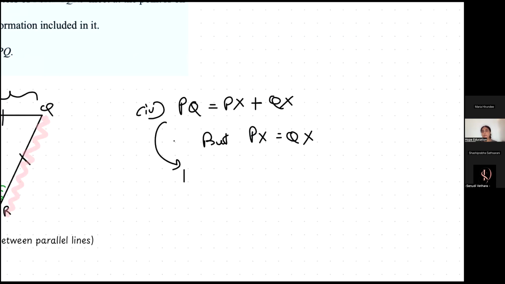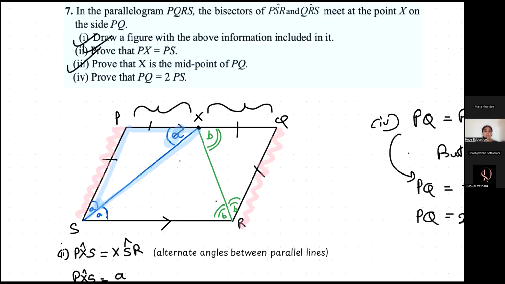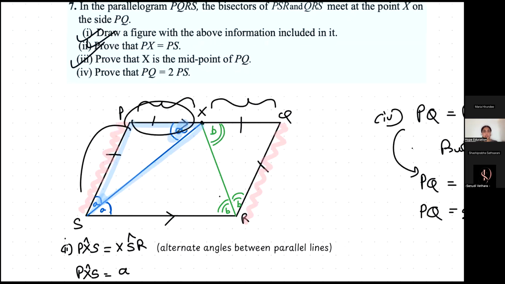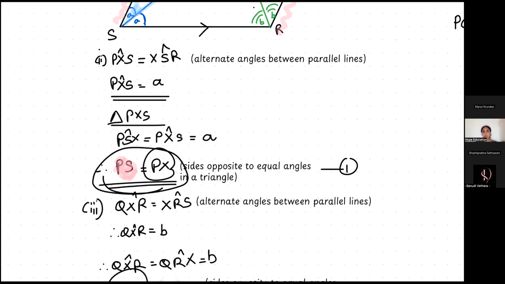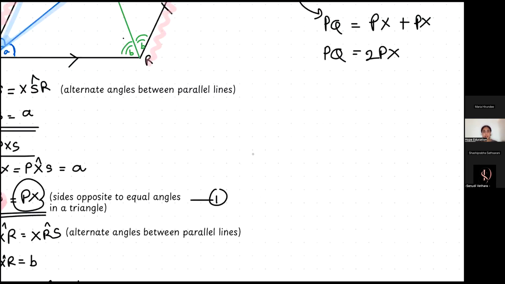මේක proven above කියලා දාන්න. PQ equals PX. Now QX is also equal to PX. So instead of QX, I'll write PX. Right? That means PQ equals 2PX. Now we know PX is equal to PS, right? එක අපි මේ හරිය prove කරා. PS and PX are equal, right?